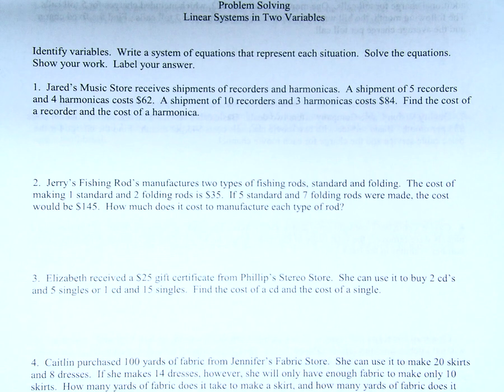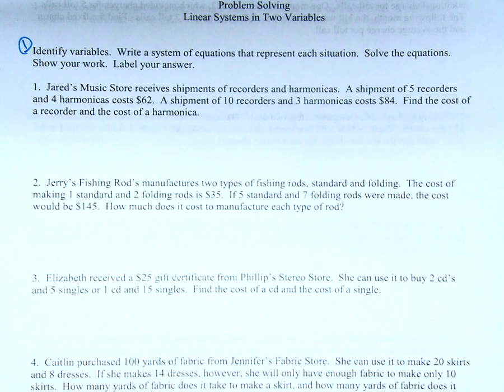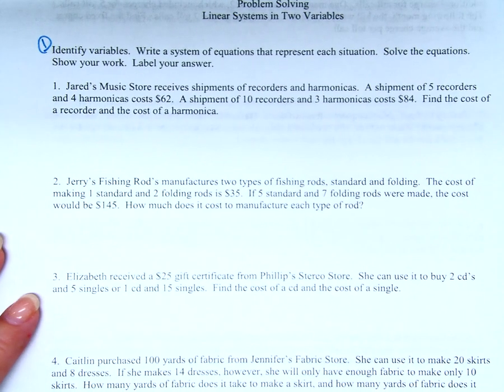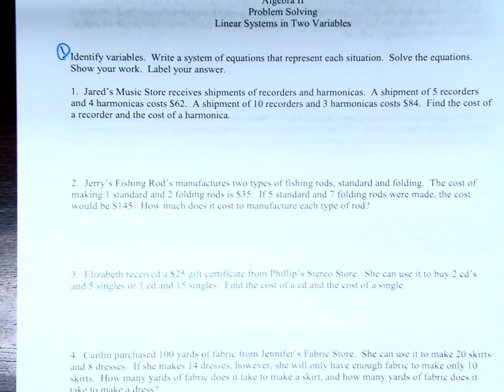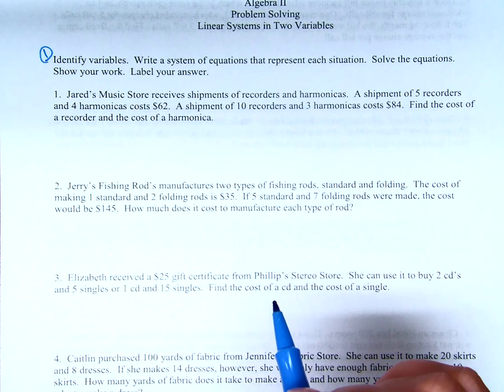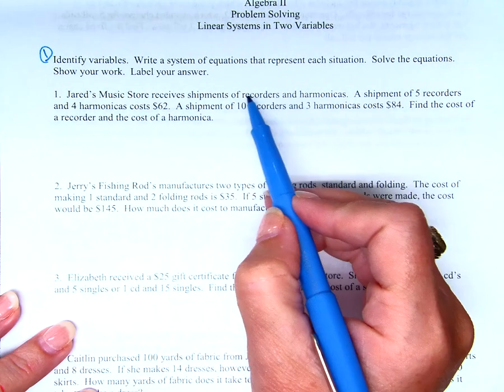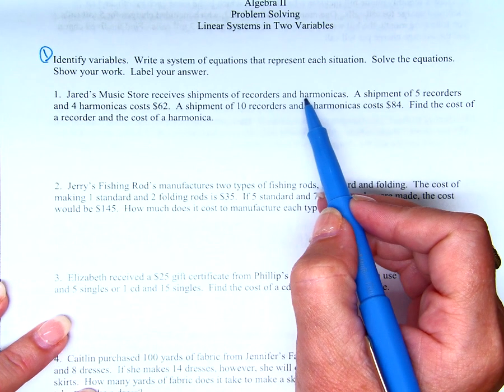Okay? So notice please at the top there are some instructions. Your first instruction is identify variables. That means we need to decide what variables we're going to use for this problem. We could choose X and Y because we're used to X and Y, or we could use something called meaningful variables. In this case it would be R and H.